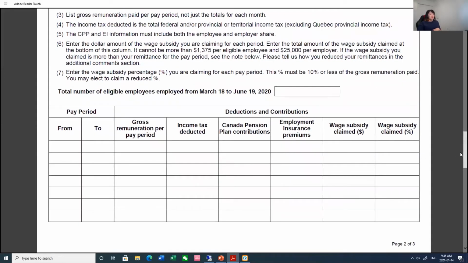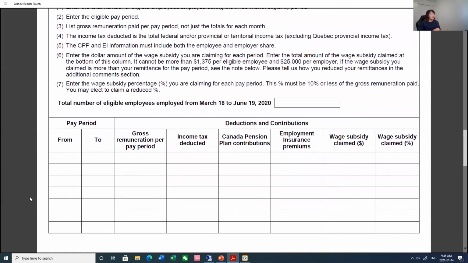Moving down the form, we have to identify and enter each eligible pay period. Whether you're weekly, bi-weekly, or monthly, this is the pay period section where you put in the from and to dates, and it has to fall between March 18th to June 19th of 2020. The next column is the total gross remuneration for the pay period, followed by the total income tax that you've deducted off each employee's payroll for this period.